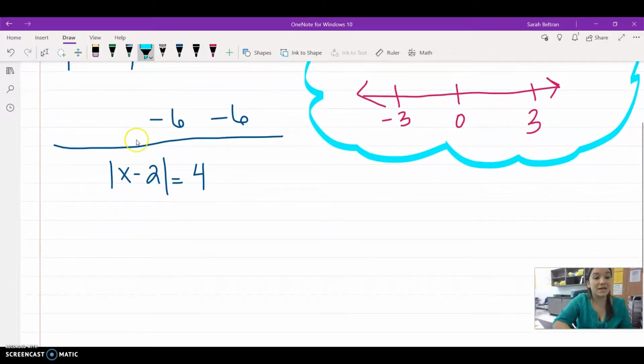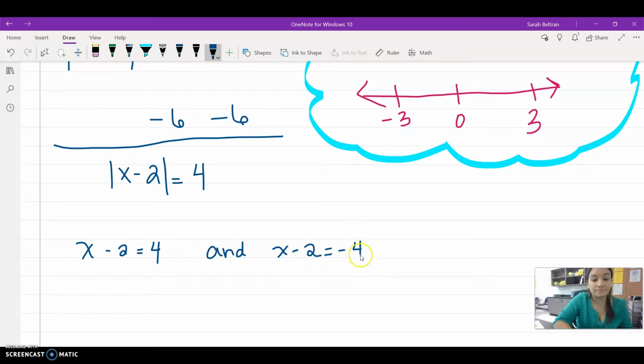So I need to set up my equations. Let's go ahead and do that really quick. Let's set up our two equations so that we get two solutions. So x minus 2 is equal to positive 4, and x minus 2 is equal to negative 4.